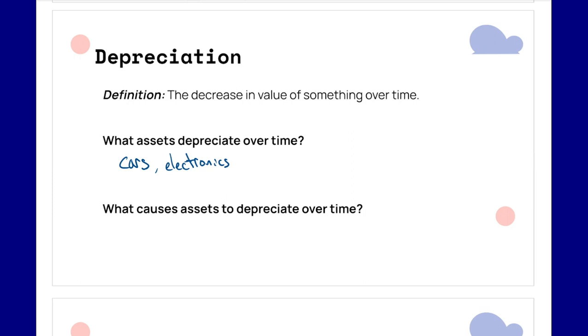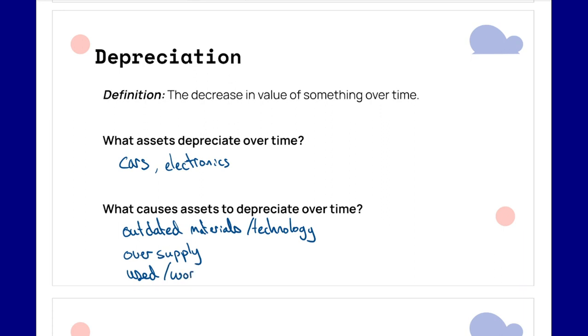So, what causes assets to depreciate over time? What causes assets to lose value? Maybe outdated materials or technology. That's probably a big one. Oversupply, right? There's too much out there, then it loses value. Maybe it's used or worn out. Most cars lose value over time because they're being used, right? You're driving the cars. There's kilometers on the vehicle. It loses value. Same with electronics, outdated materials and technology. Plus, if someone uses it a lot, who knows how long it's going to last after that.